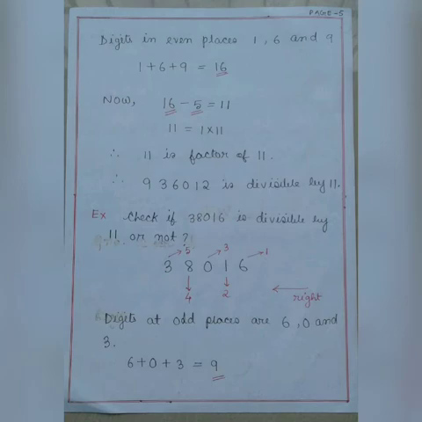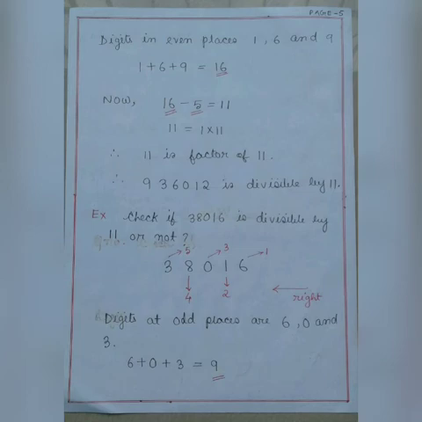Now the sum of digits of odd position is subtracted from the sum of digits of even position, which is 16 minus 5 is equal to 11. 11 is equal to 1 into 11, that is, 11 is a factor of 11. Therefore 936012 is divisible by 11.